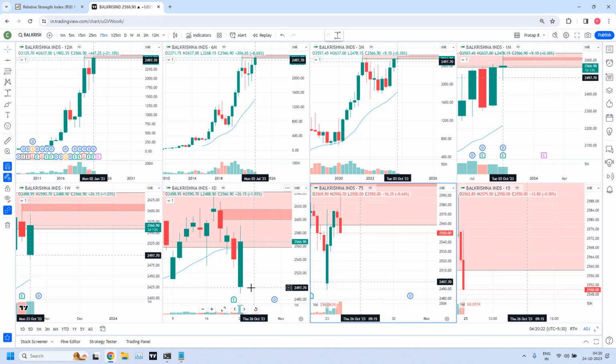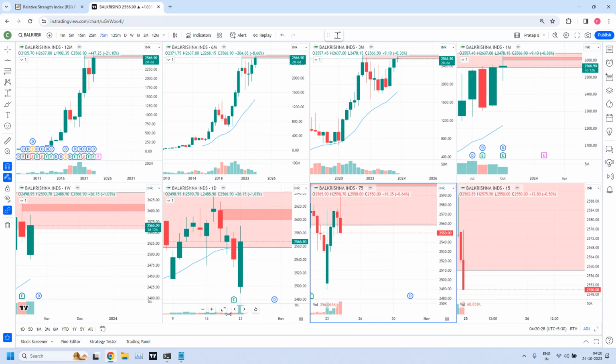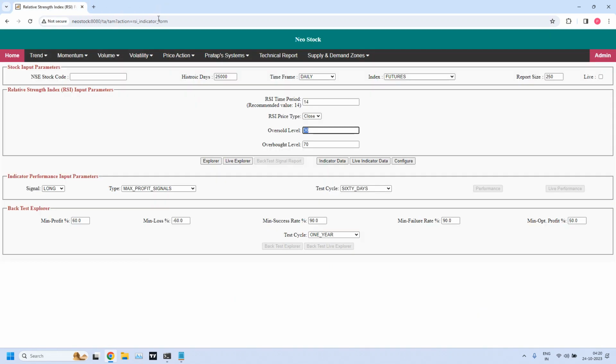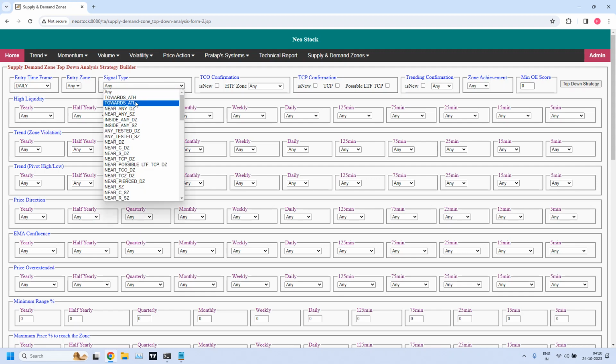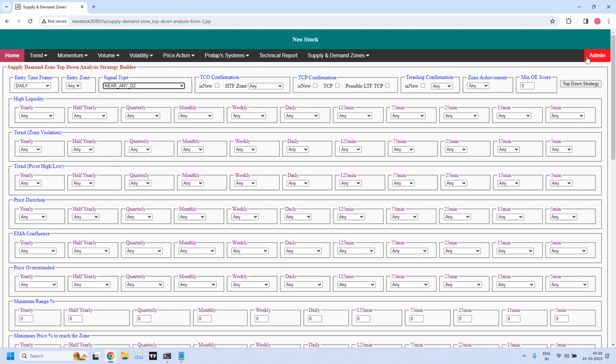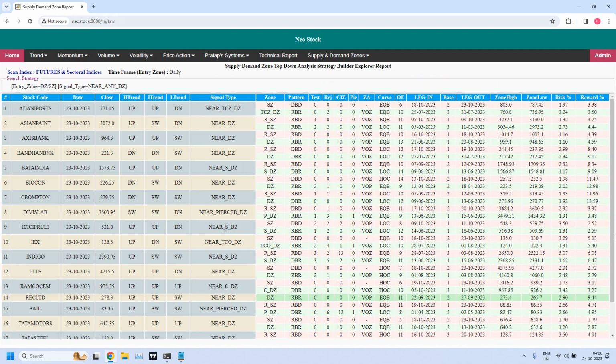So now, this is about the analysis part. Now let us generate demand and supply zones for our daily time frame. So entry time frame is daily. Let us find the stocks which are near the daily demand zone. So this is the filtered list, the many stocks near the daily demand zone.